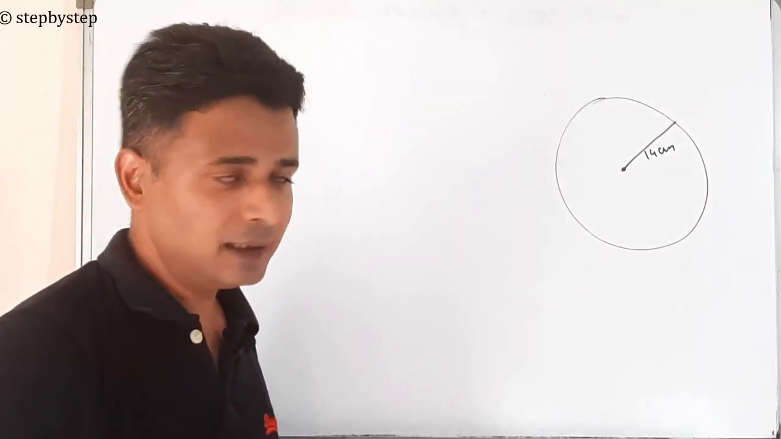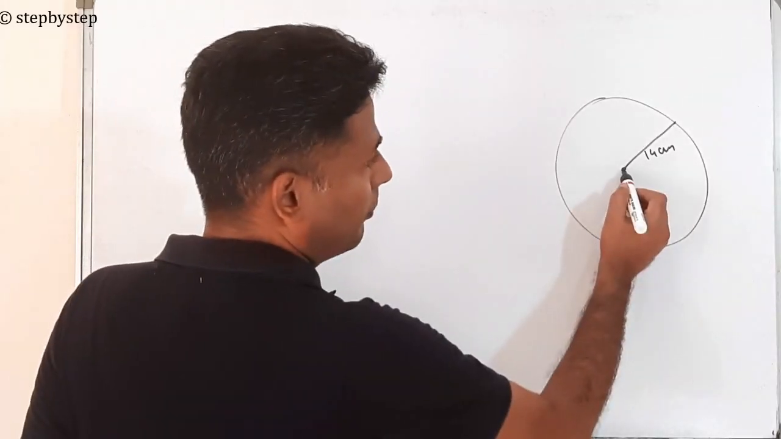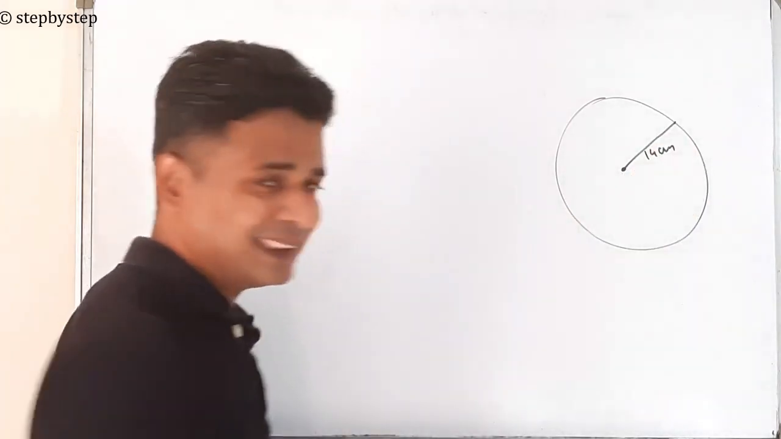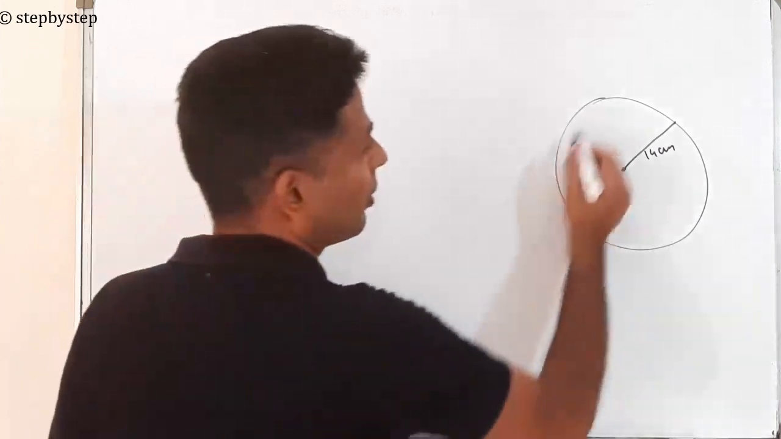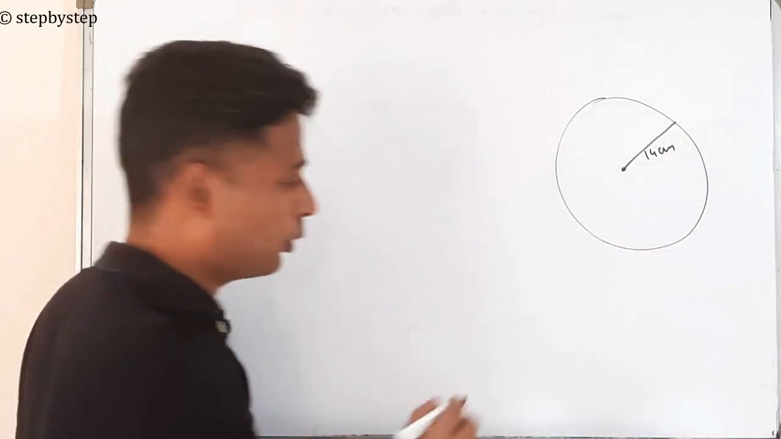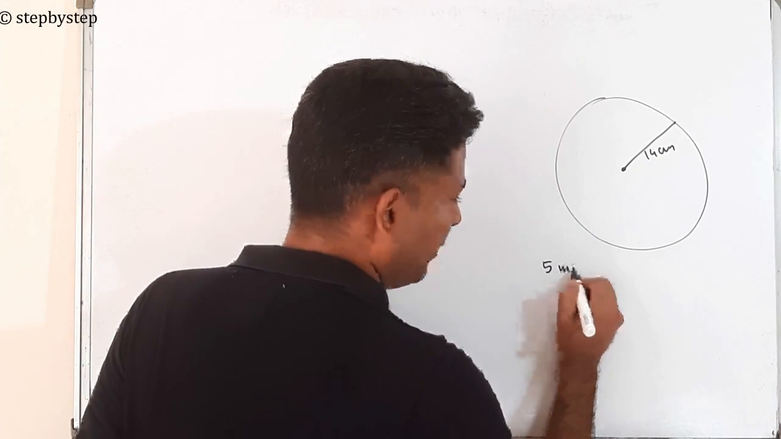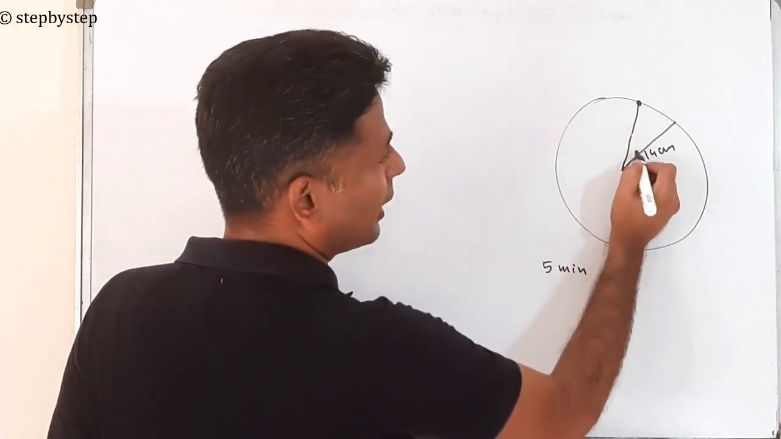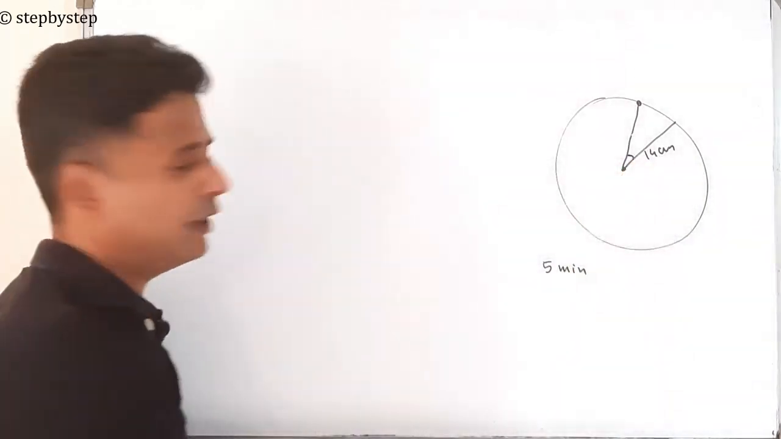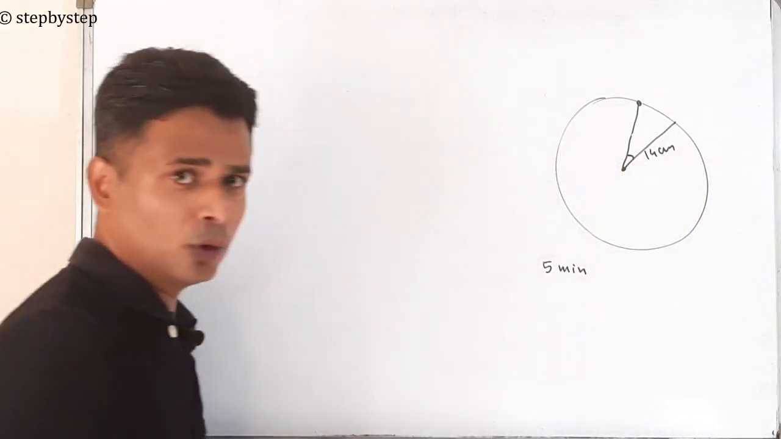The third question, guys, they have said the minute hand of a clock is 14 centimeters, which means basically the radius of the clock is 14 centimeters. A clock is circular in shape, and they've asked you to find the area swept by it in 5 minutes. So let's say this represents 5 minutes. What is the area? For that we need to know this angle. We already know the radius. All we need to know is the angle.